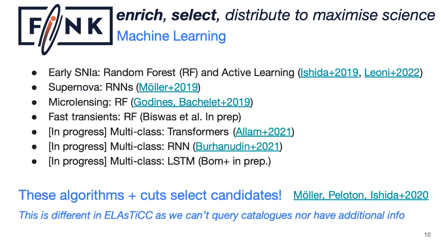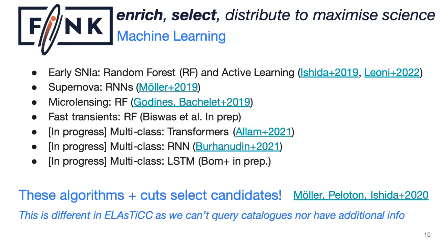Now, we have a big machine learning background. In particular, you can see that we have different algorithms going from supernova classification to microlensing, fast transients, and we are now implementing some new ones, which use multiclass. I think one of the things I would love to discuss is the difference between just thinking of the machine learning classifiers providing this score and actually selecting a sample.